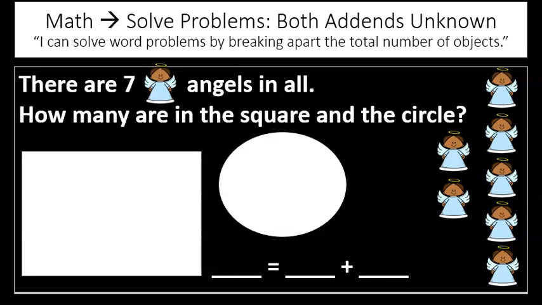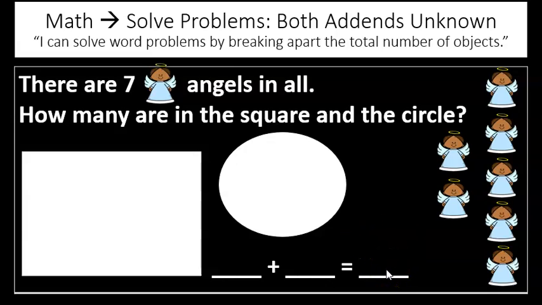Now, remember, we're working on addends, okay? The cursor is moving onto the screen now, as you can see it. Up here it says math, solve problems, both addends unknown, okay? We know an addend are these two numbers up front, okay? As you can see here, there's a number that's already given you the total, okay?